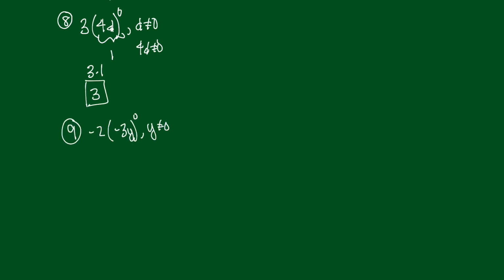And in number 9, they're telling us that y is not 0. So if y is not 0, then negative 3 times y is not 0. So this thing right here is not 0, so this part here must be a 1. So now I've got negative 2 times 1, which is negative 2.